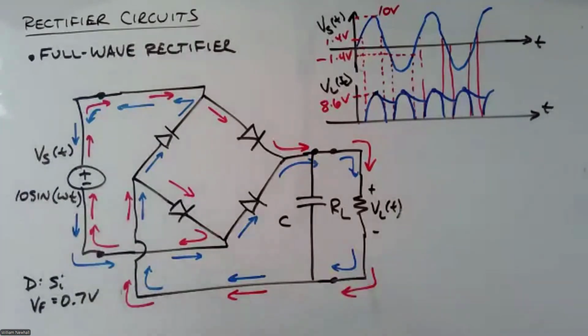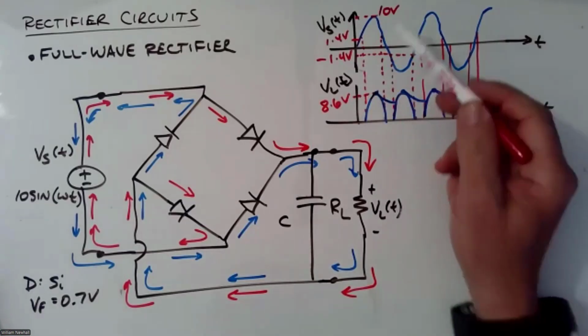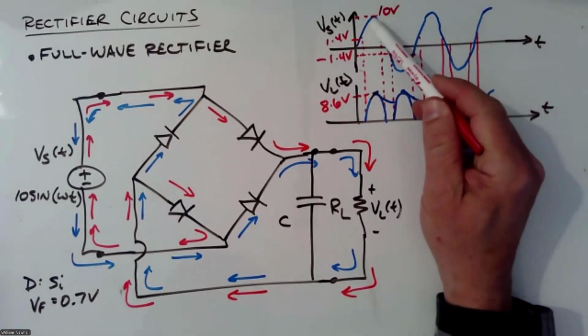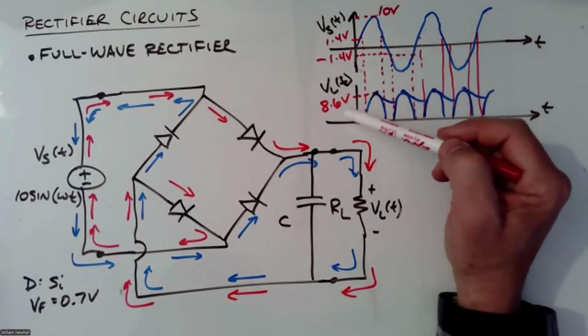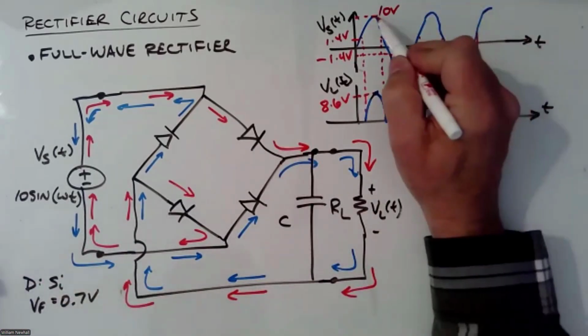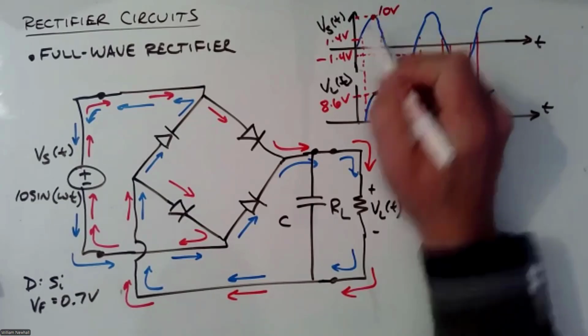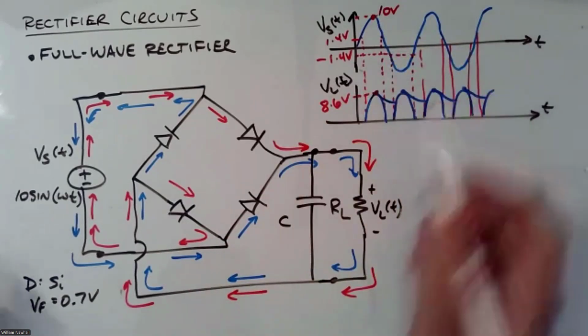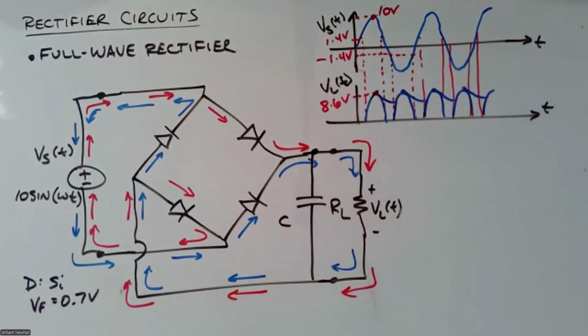Okay. Someone asks, is the 1.4 just two of the diodes? Yes, 2 times 0.7. And the 8.6 comes from 10, the peak source voltage, minus 1.4, which is 2 times 0.7. That's why this peaks out at 10 here. Take away two diode voltages and you get 8.6.